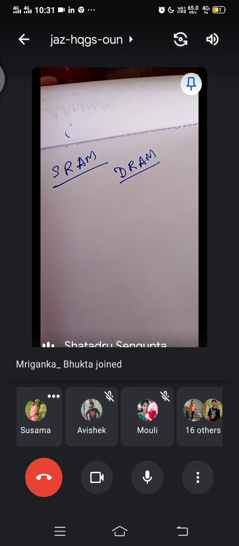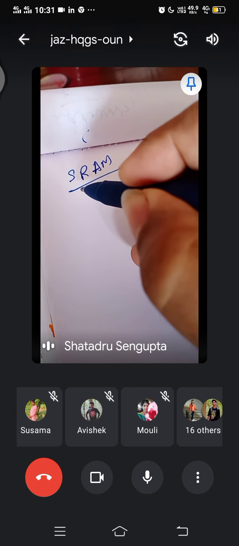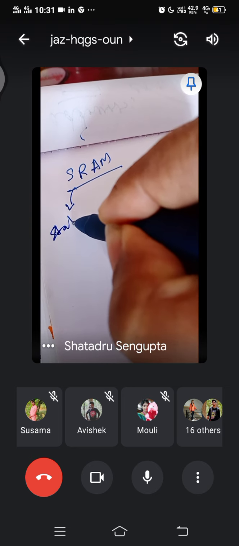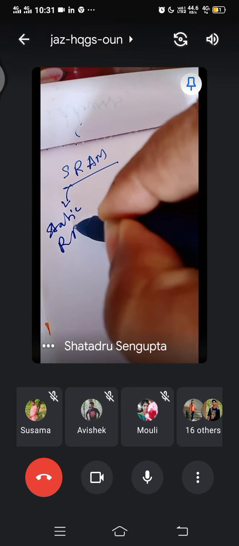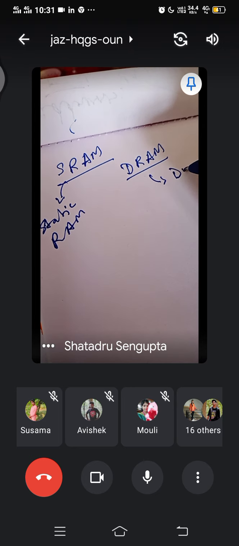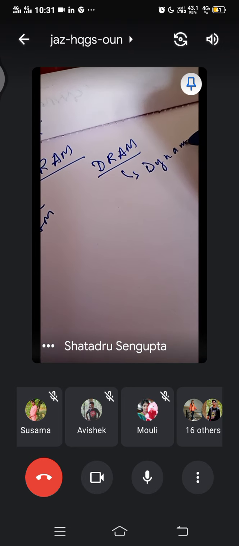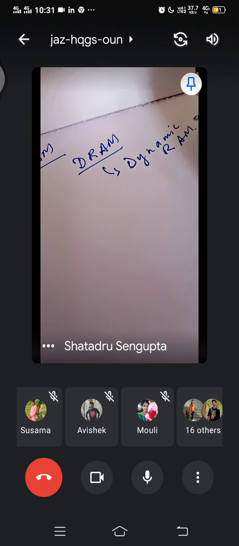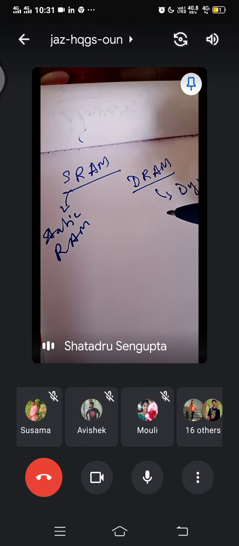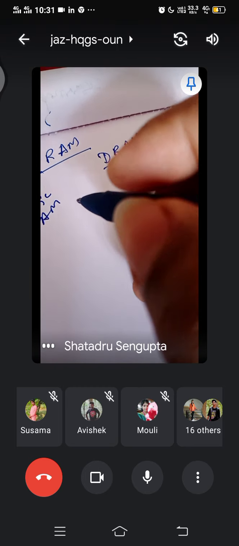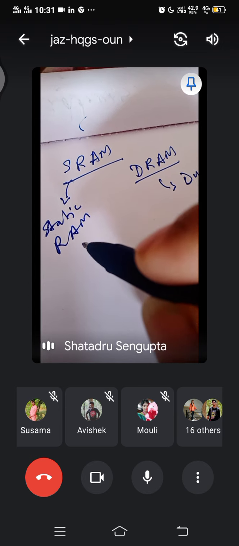Okay. So this SRAM is basically static RAM, and this DRAM is basically dynamic RAM. What is the difference between these two?